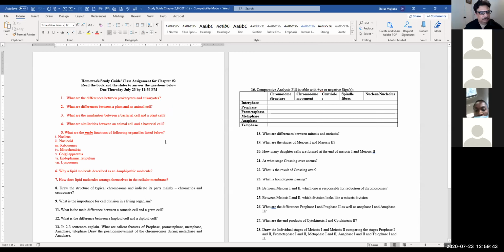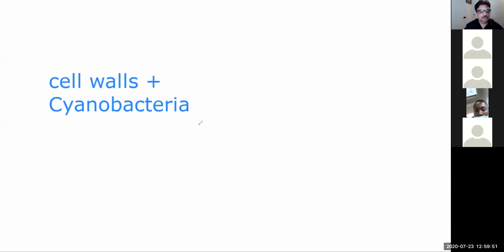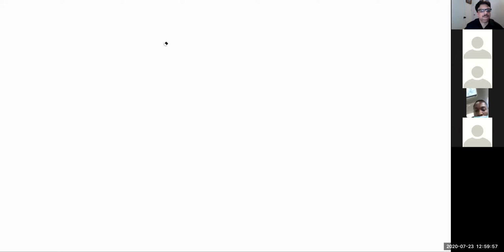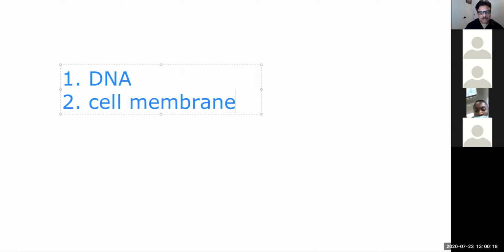So the fourth question is, what are the similarities between an animal cell and a bacterial cell? I would say, and this could be true for all cells, one is they all have genetic material as DNA. Second, they both have a cell membrane. Although the animal cell, or human cell in particular, doesn't have a cell wall.